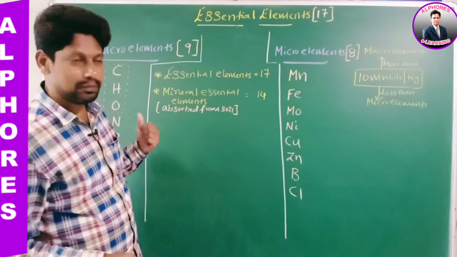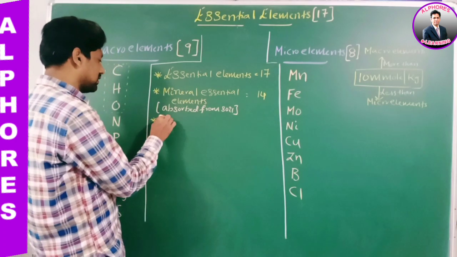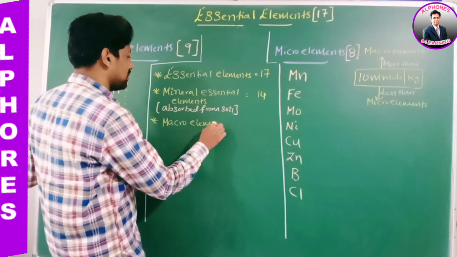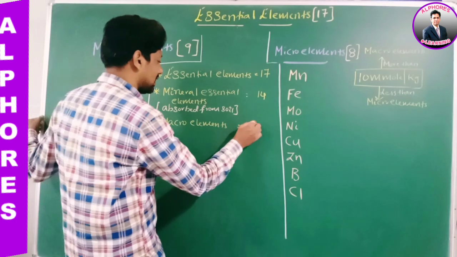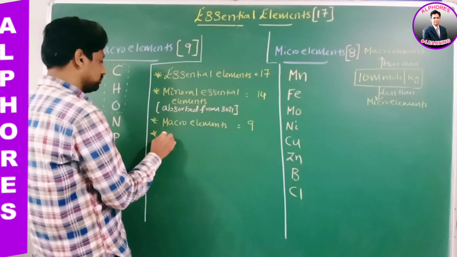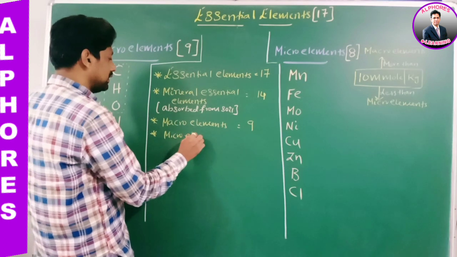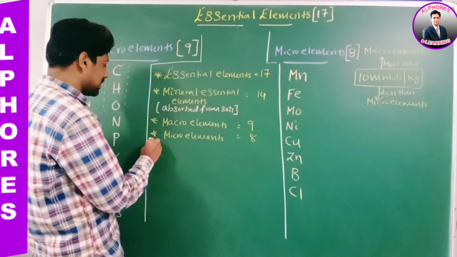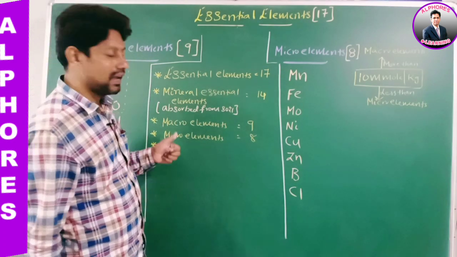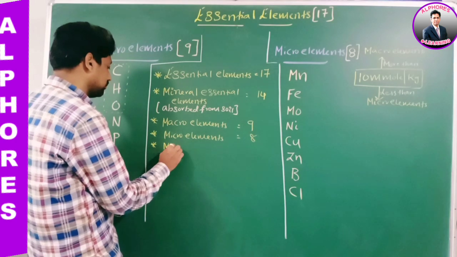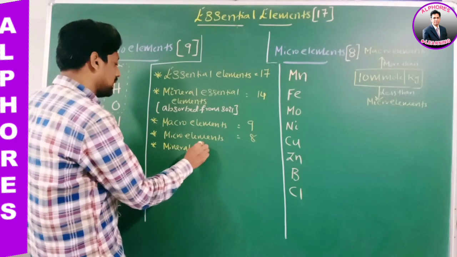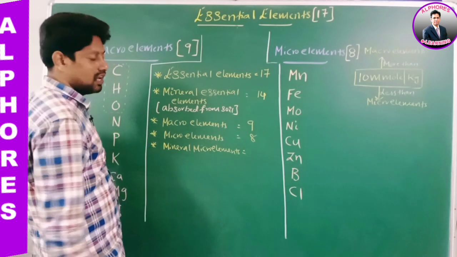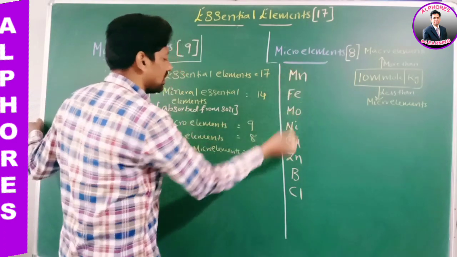Is this statement okay? Therefore, I am writing the statement. First, number of macro elements. How many macro elements are there, sir? 9. Next I am writing number of micro elements. How many micro elements are there? 8. Next I am writing mineral micro elements. How many mineral micro elements are there, sir? 8, because all 8 are absorbed from the soil.